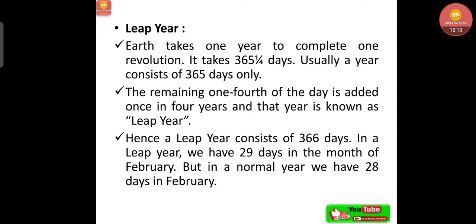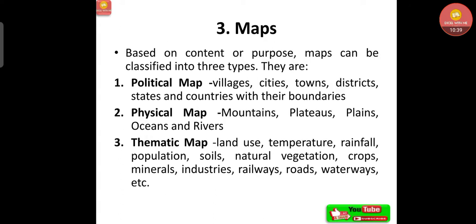Earth takes 1 year to complete one revolution. It takes 365 and a half days. Usually a year consists of 365 days only. The remaining 1/4 of the day is added once in 4 years, and that year is known as a leap year. Hence, a leap year consists of 366 days. In a leap year, we have 29 days in the month of February, but in a normal year, we have 28 days in February. Now, the next topic, maps.